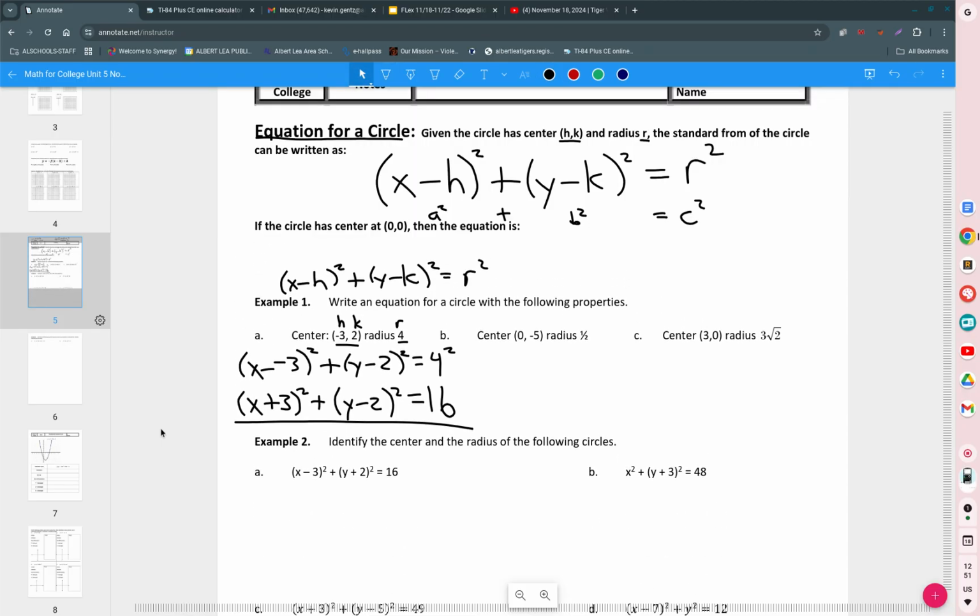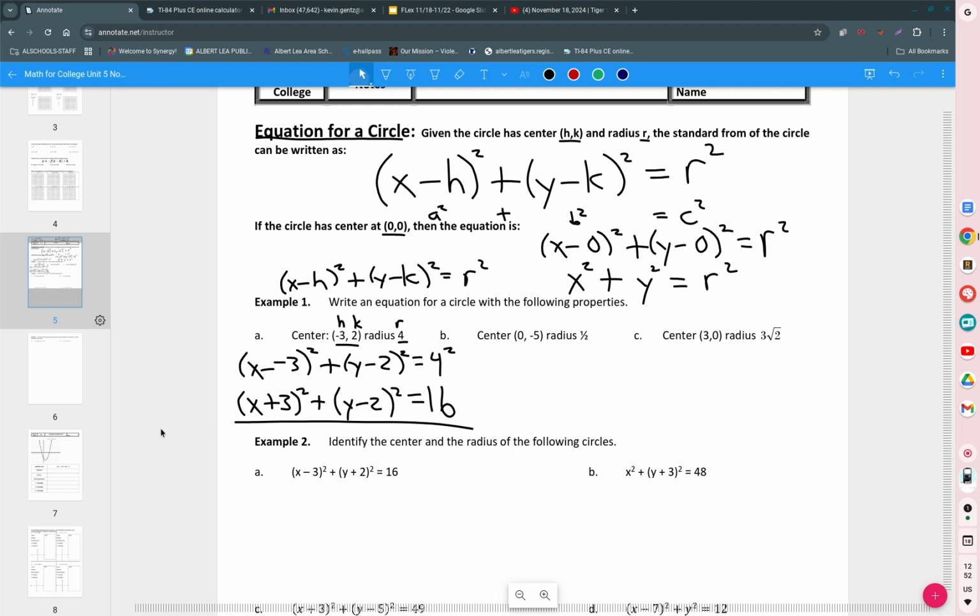If you had a circle with the center of (0, 0), it would be x minus 0 squared plus y minus 0 squared is equal to r squared. And x minus 0 just becomes x, so x squared. y minus 0 becomes y, so y squared is equal to r squared. x squared plus y squared is r squared. That's what it looks like if the center is (0, 0).